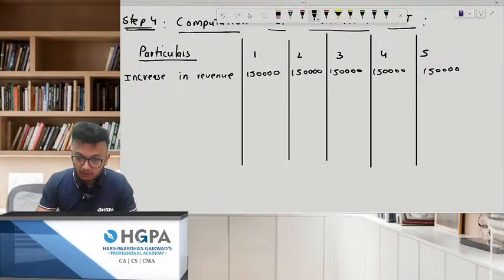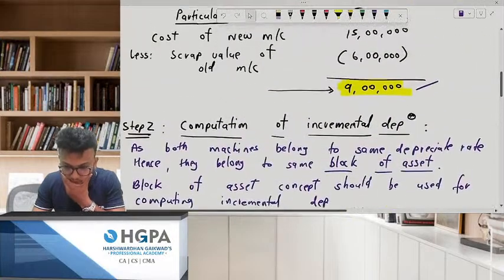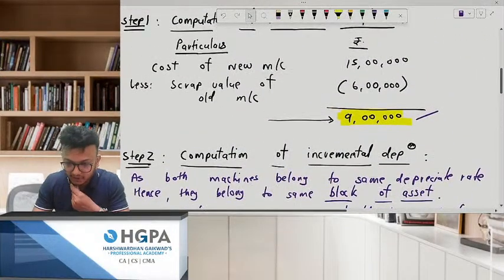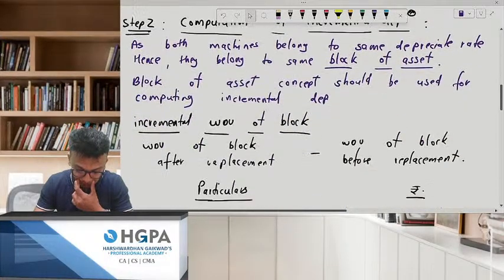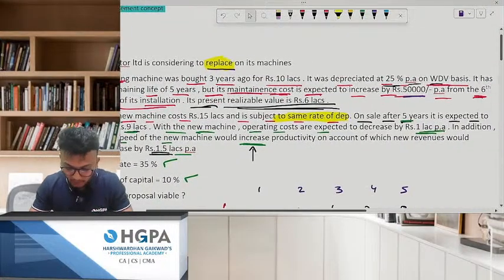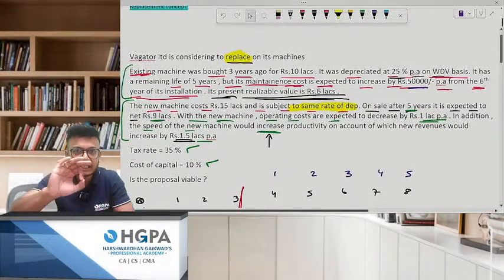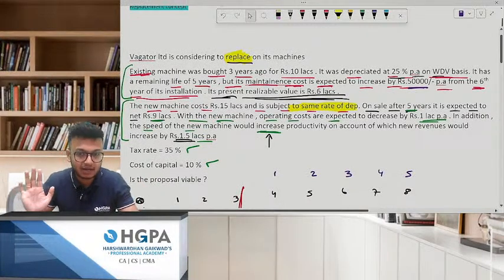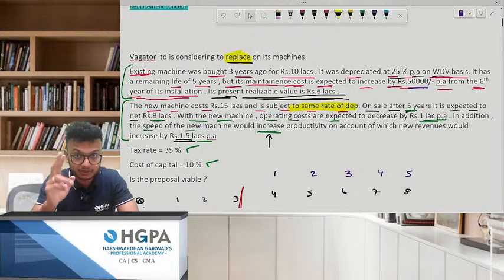So what to do after this? We have done this. Now what to do after this? Can anyone tell me? Jyoti, now pay attention. Everybody pay attention, not only Jyoti. If you understand this step, which I'm going to tell you right now, the question is done. To understand, you need to pay proper attention.